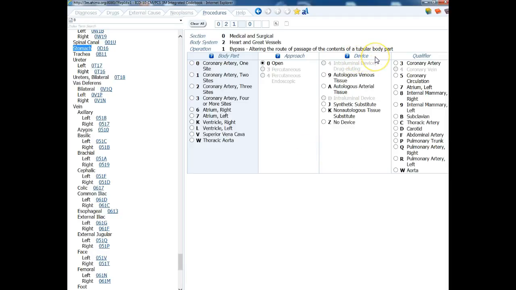Now, the device, we'll study this in much more detail when we are in the chapter studying the circulatory system, but when bypass procedures are done, they can either use autologous venous tissue, and this would be a saphenous vein that they harvest from the leg. It could be autologous arterial tissue, and typically they are using an internal mammary artery. It could be synthetic. It could be a nonautologous tissue substitute, or it could be no device.